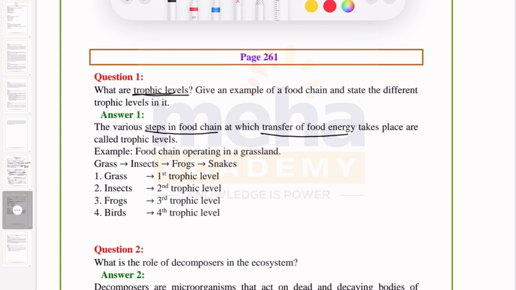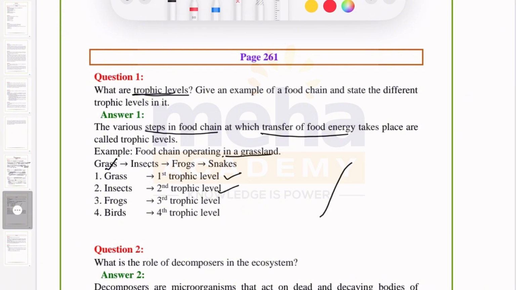We'll just take the grassland food chain. The first level is grass, which is the first trophic level, eaten by insects. The insect, the second trophic level, is eaten by the frog. The frog, the third trophic level, is eaten by the snake, or the frog is eaten by birds, which forms the fourth trophic level.